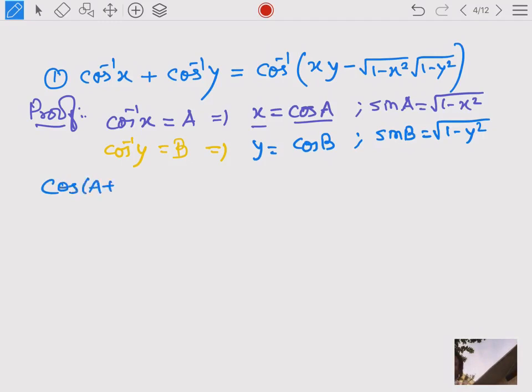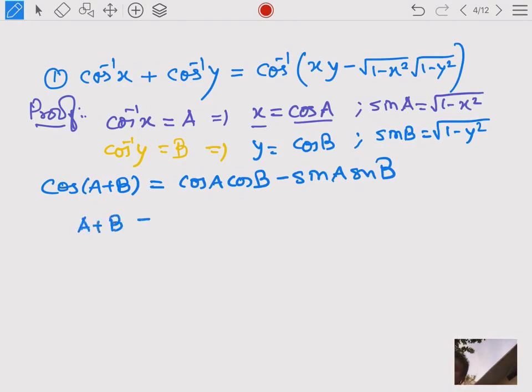that is the cos a plus b formula, and cos a plus b formula is cos a cos b minus sin a sin b. So now it is the time to replace all the values. First we will write again a plus b is equal to cos inverse of cos a cos b minus sin a sin b. Okay, now students, put all the values.